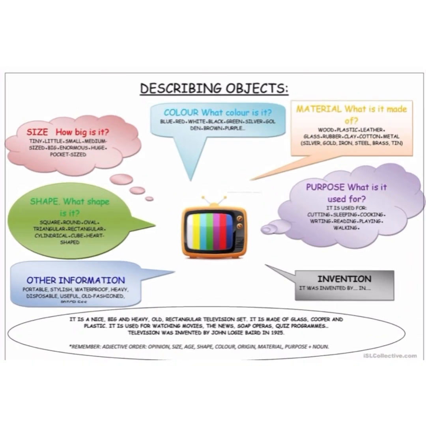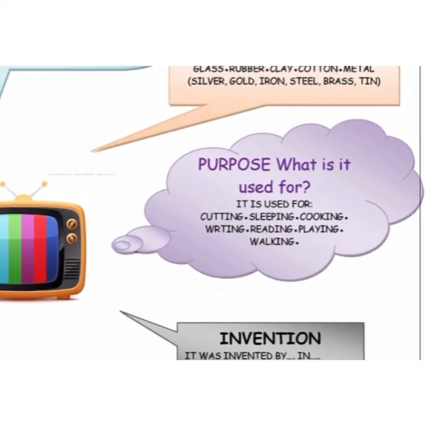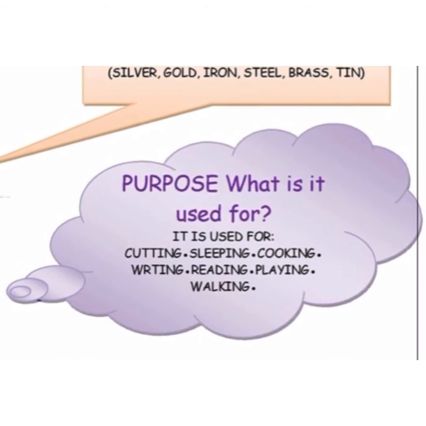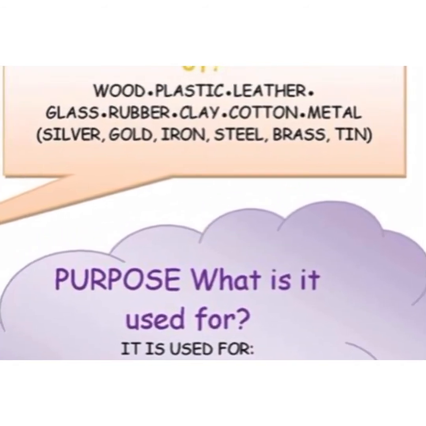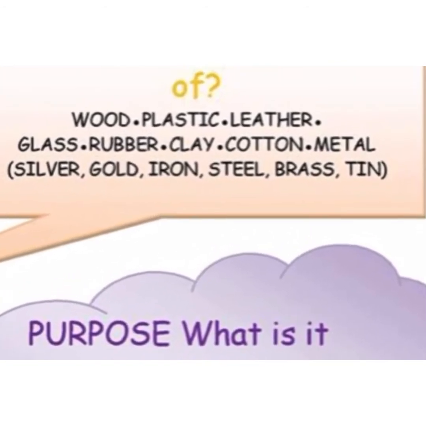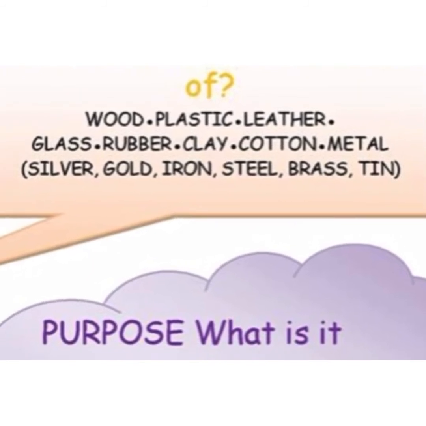We can describe an object too, knowing what material it is made of. Podemos describir a un objeto también conociendo de qué materia está hecho. For example, wood, de madera, plastic, plástico, leather, puede ser de cuero, glass, de vidrio, metal, de metal. It could be silver, de plata, or gold, oro.